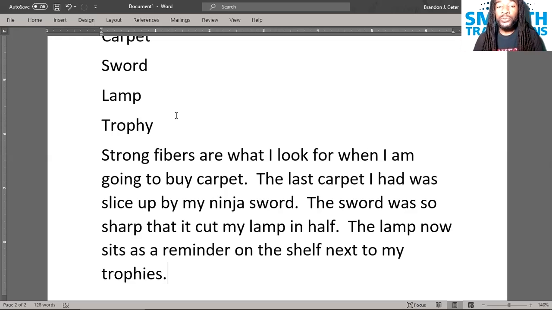So these are the kind of transitions we're going to use for our last 2 papers, our critical essay and our rhetorical essay. So keep this in mind and practice. Practice using transitions, transition sentences.